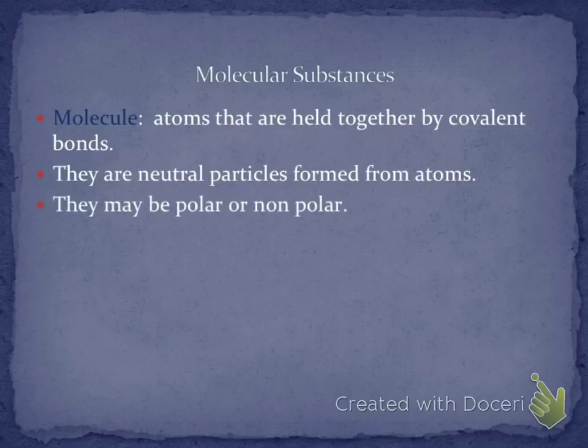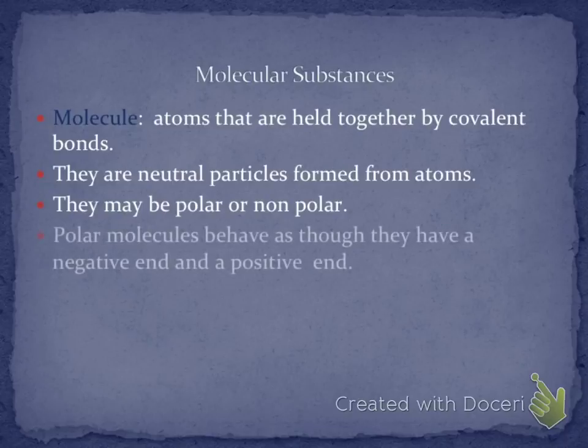They can be polar or they can be nonpolar. And that comes back to looking at the types of nonmetals that are forming bonds. If it's the same two nonmetals, they're going to share equally. They're going to be nonpolar. If they're two different nonmetals, then they may not be sharing equally, and we'll call them polar. Polar molecules behave as though they have a negative end and a positive end, even though the particle itself is neutral. They just act like they have charged ends. And that's also known as a dipole.